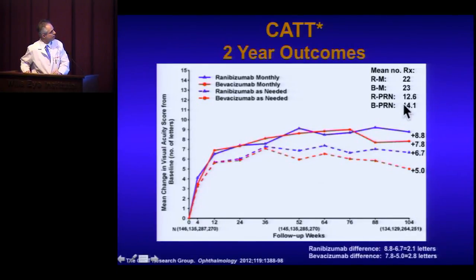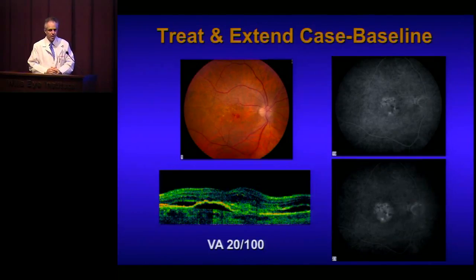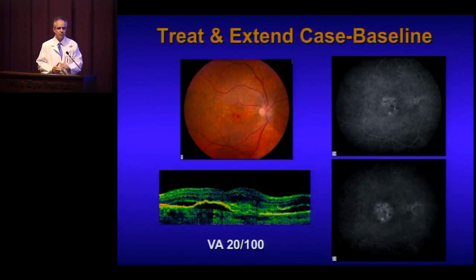And those are the mean number of treatments over 2 years: 22, 23 in the monthly arms, 12 and 14. So we can say that PRN therapy with close monitoring gets you results that are close to, at least in the short run of a year up to 2 years, close to monthly, but technically not as good. So that's why, and even before the CATT results, we had already been shifting more towards this more continuous treat and extend approach. And this is an example of treat and extend therapy.